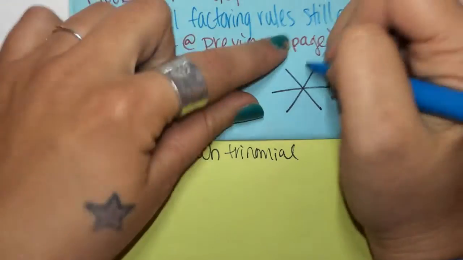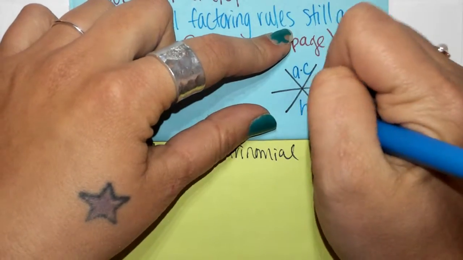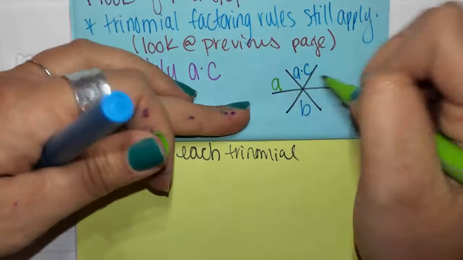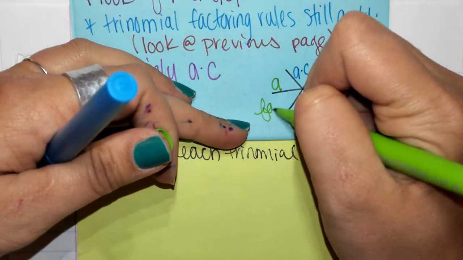Alright, so don't forget, you put A times C, B goes here. What goes in the top left and right? Then it's your factors under it.